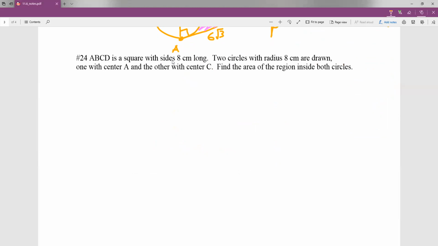ABCD is a square with sides 8 centimeters long. Two circles with radius 8 centimeters are drawn, one with center A and the other with center C. Find the area of the region inside both circles.